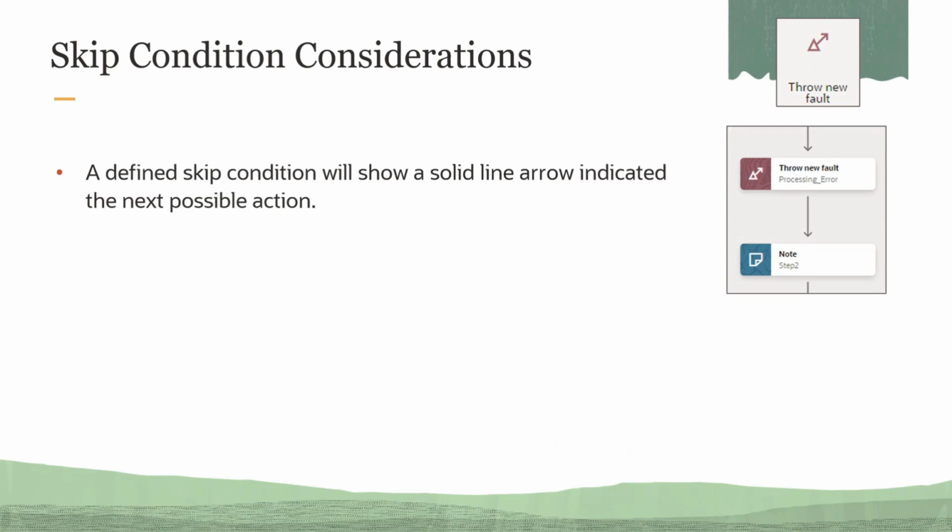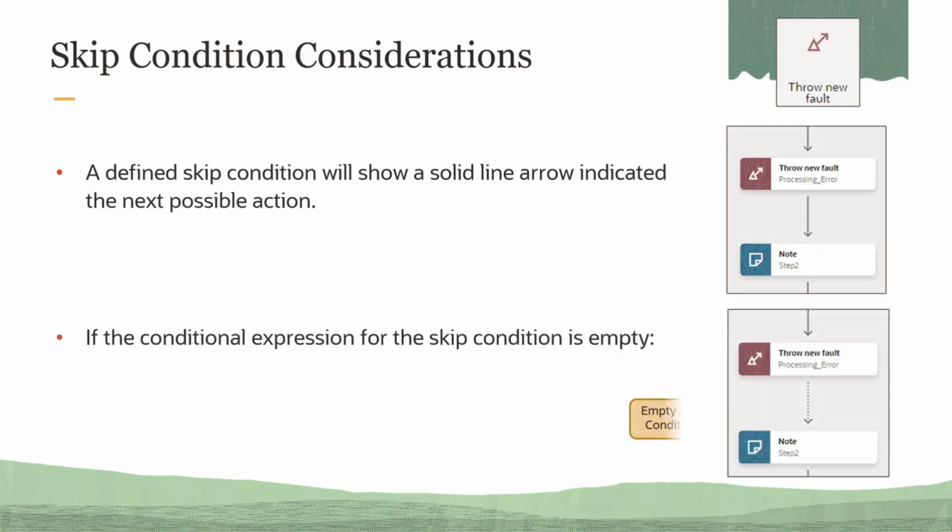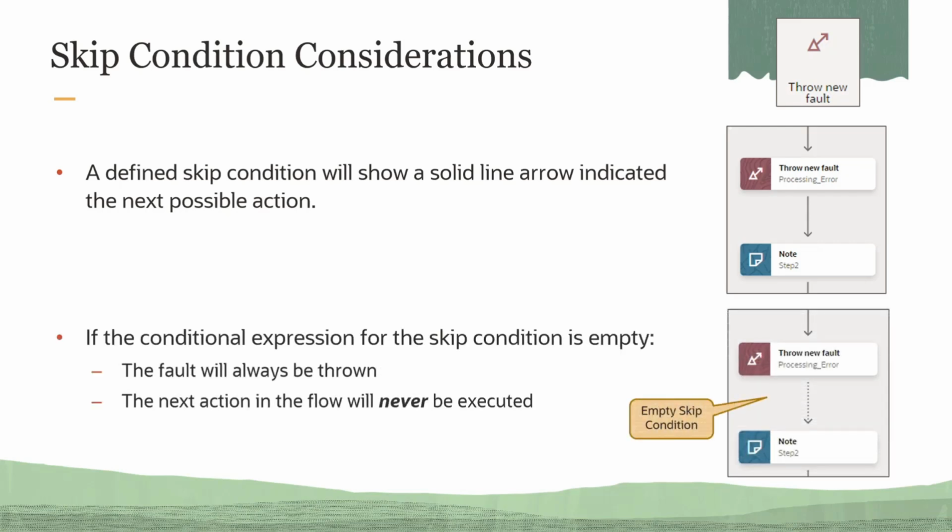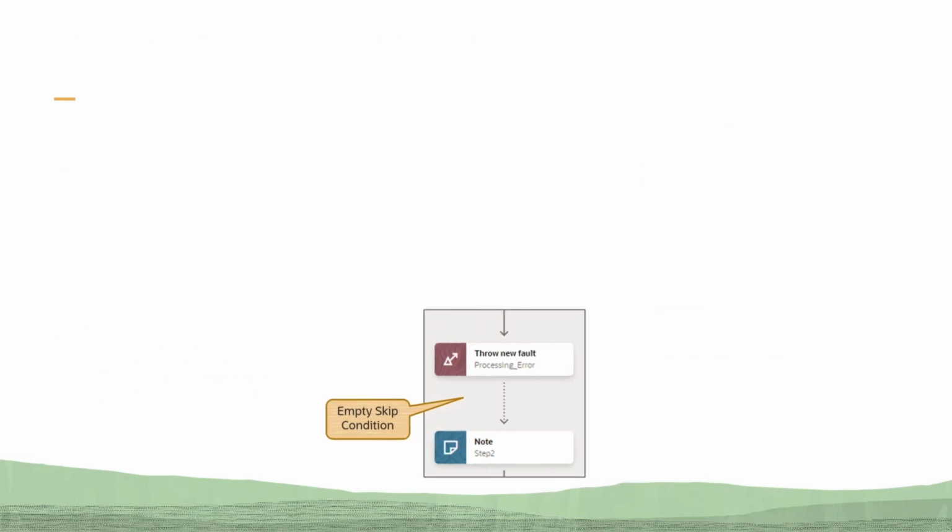And finally, some considerations. Once you've implemented the logic for a skip condition, the integration canvas will show an arrow to the next action, as shown here, since there can be circumstances when that next action will execute. However, if you leave the skip condition empty, since the fault will always be thrown, a dotted line arrow is shown indicating that the next action will never be executed, which means you should almost never see this empty arrow pointing to another action in the real world.